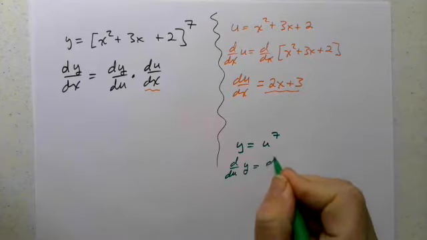Now remember, what do we need? We need dy dx. We said dy dx was dy du times du dx. So we have du dx. We've done that analysis over here. I need dy du. Well, what is y? Y is u to the negative 1/2.